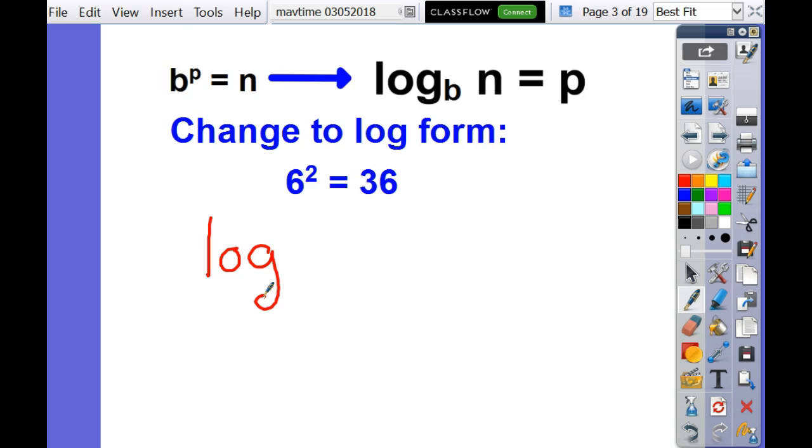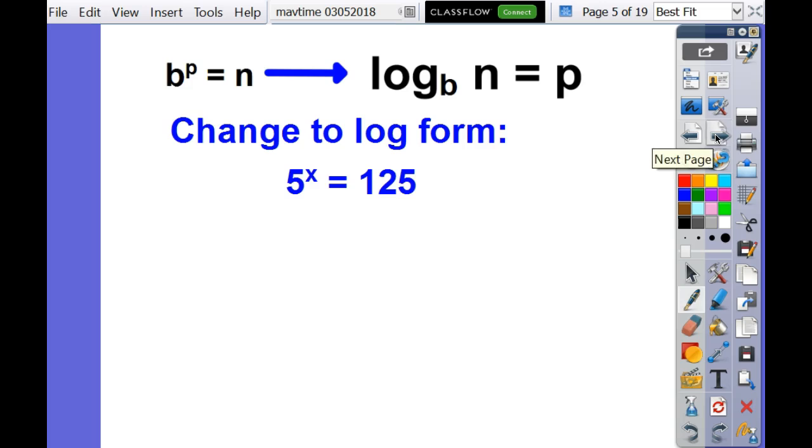Base what? 6. This is the base on the exponent. It's the base on the log. And then these two switch places. And so that is how you write the same equation in log form. A log is an inverse of an exponential. On your paper, on the left-hand side of your notes, please write this in log form.